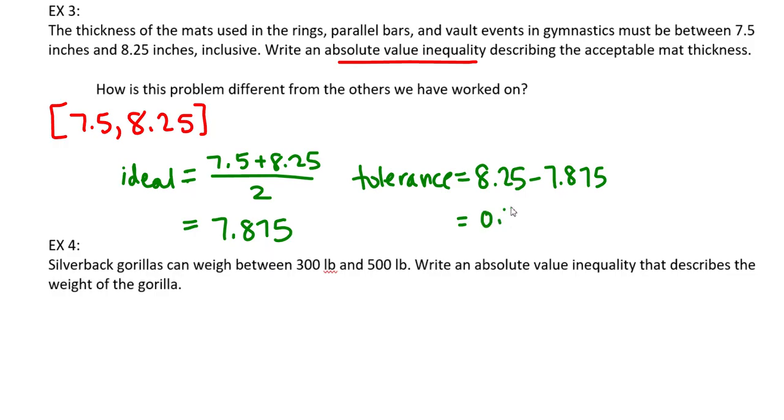And this is easier done when the numbers are nice and whole numbers or round numbers, right? You can probably see it easier. But for example, like this with decimals, that's the move, okay? And so our inequality would look like this: x minus the ideal number, which is 7.875, and that has to be less than or equal to 3/8, right?